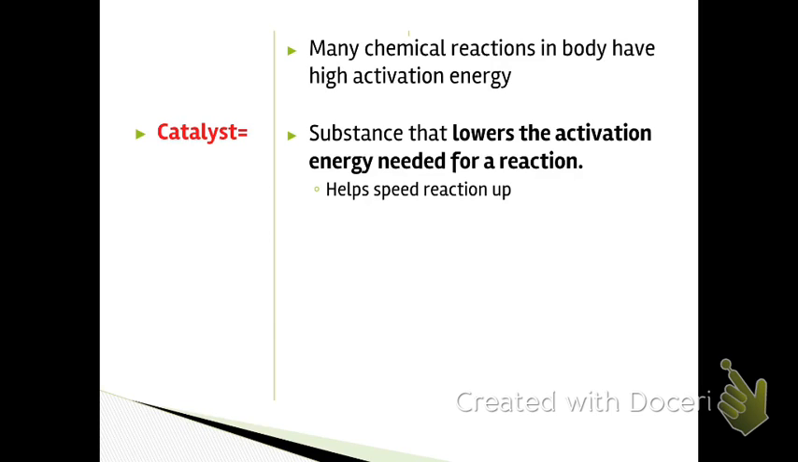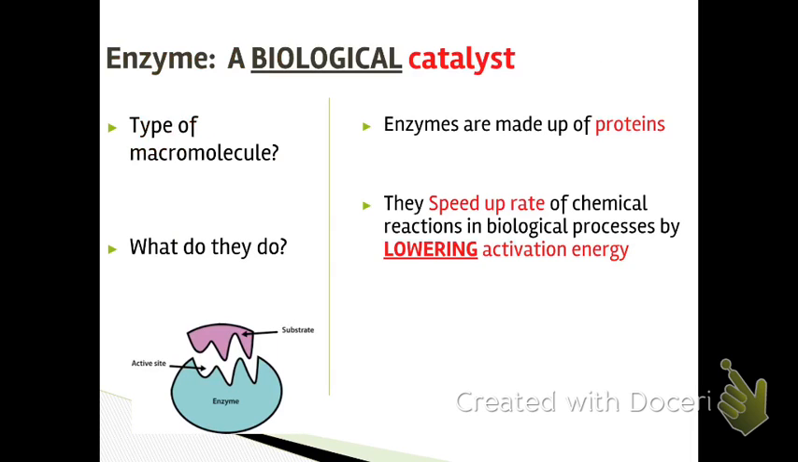And so you don't have a lot of spontaneous chemical reactions occurring. We need something to speed up these reactions, because a lot of these reactions are important for life, right? In your body, there are catalysts. In general, a catalyst is a substance that lowers the activation energy. What it does is it speeds the reaction up.